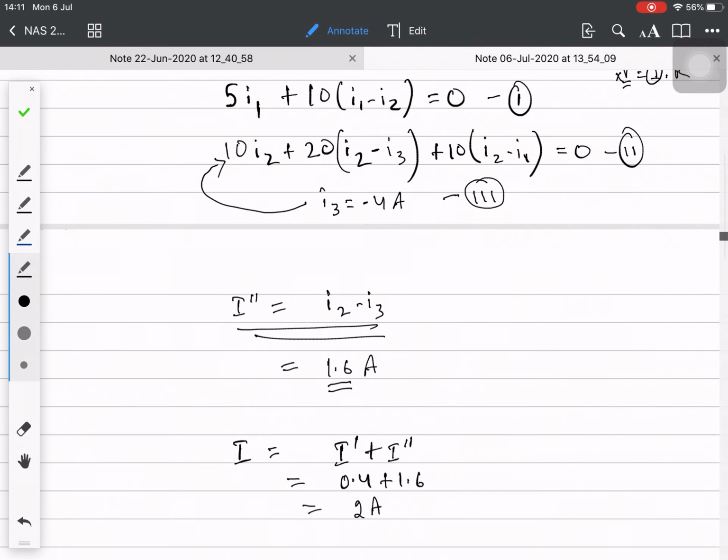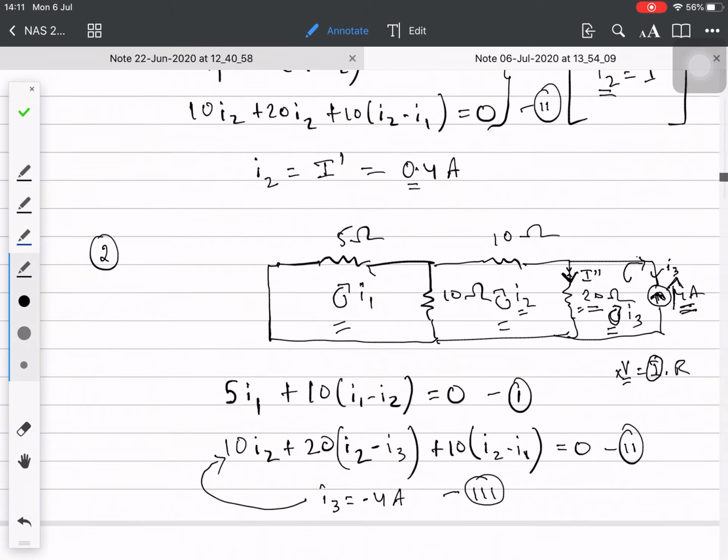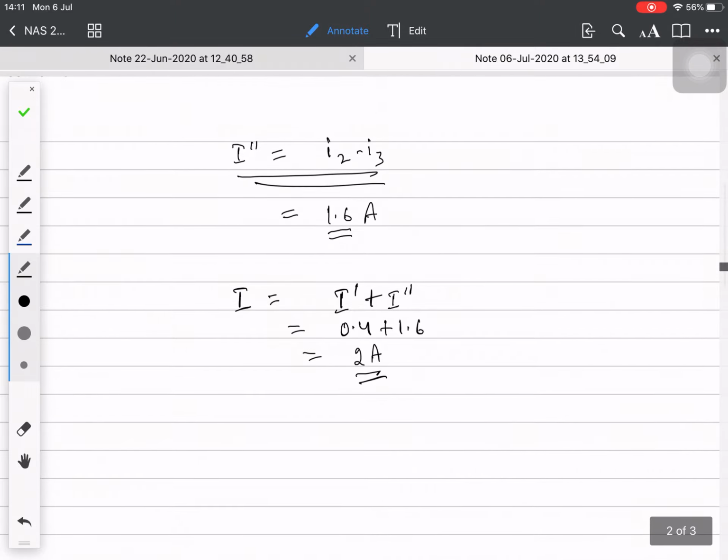So this is my final current that is flowing in this resistance 20 ohm, and this is the current due to both the sources, 20 volt as well as the 4 ampere. So this is how we use superposition theorem to analyze or solve any circuit.